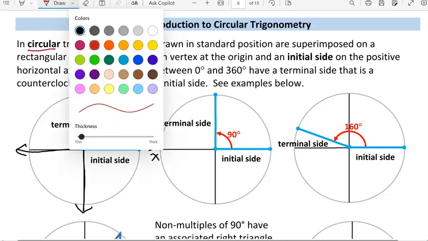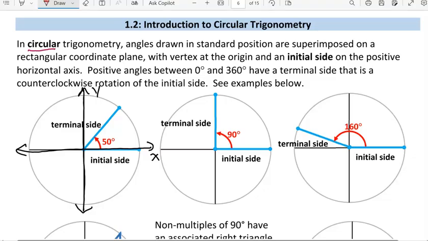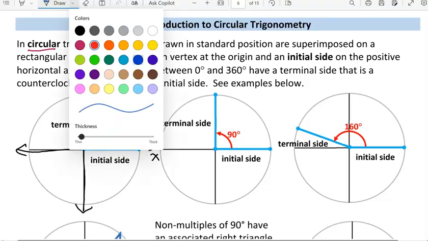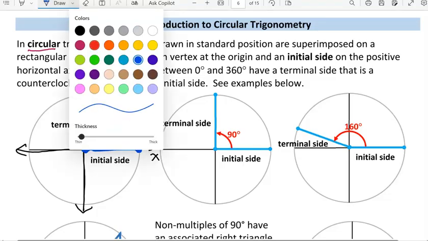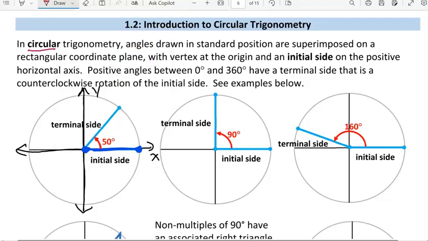And the angle has an initial side on the positive x-axis. So the initial side is what we call the starting side. And then it proceeds in a direction that is a rotation counterclockwise. And then the other side of the angle is called the terminal side. That's where the angle stops. So terminal is just a fancy word for stop. Right? And so we see a 50-degree angle that's pictured there.